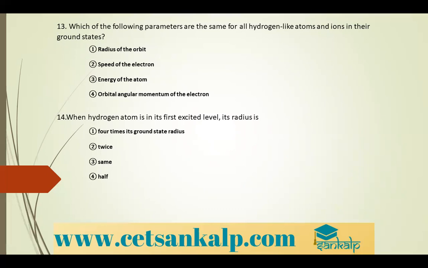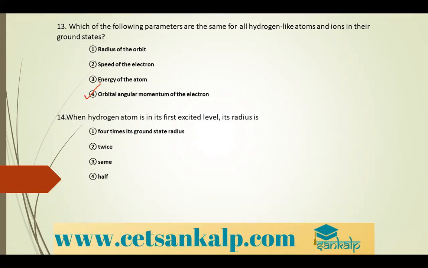Okay, dependent on... The orbital angular momentum of an electron is independent of mass of orbiting particle and mass of nucleus. So the key is option 4. Independent of mass of the orbiting particle and mass of nuclei.